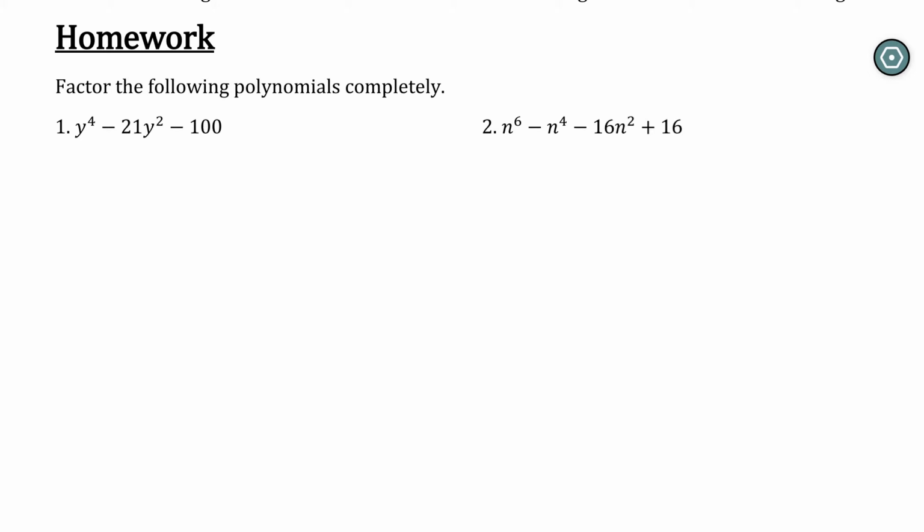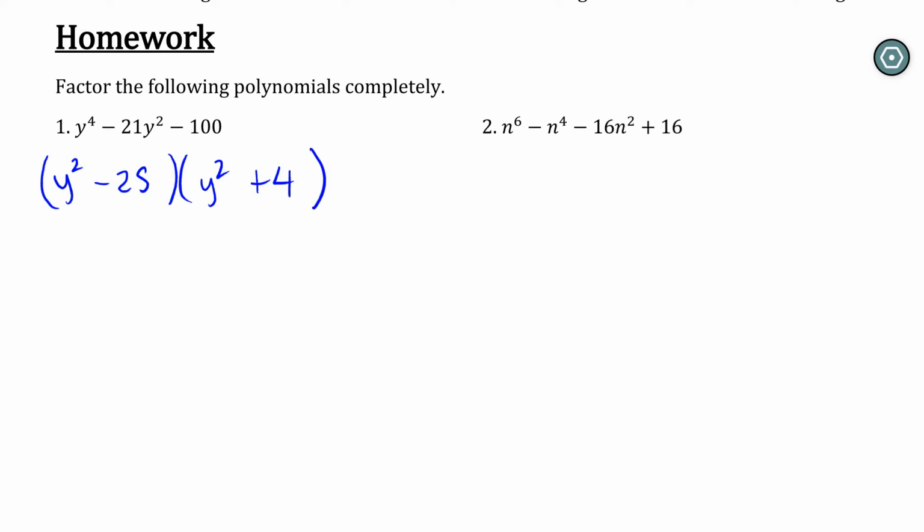So for the first one, we see y to the fourth minus 21 y squared minus 100. So that looks very similar to just something like x squared minus 21x minus 100. So I'm going to factor it the same way. I'm going to start by making two parentheses. The first part of each parenthesis is going to be y squared. I know that because y squared times y squared makes y to the fourth. Now I'm asking myself, what multiplies to make negative 100 but adds to make negative 21? So that's going to become negative 25 and positive 4.